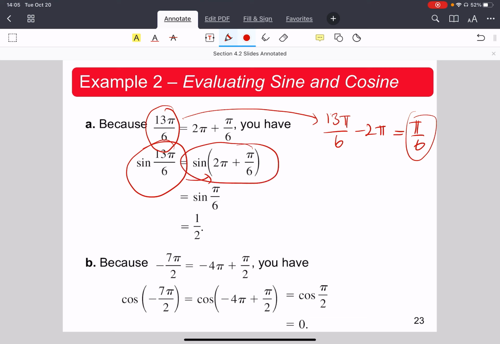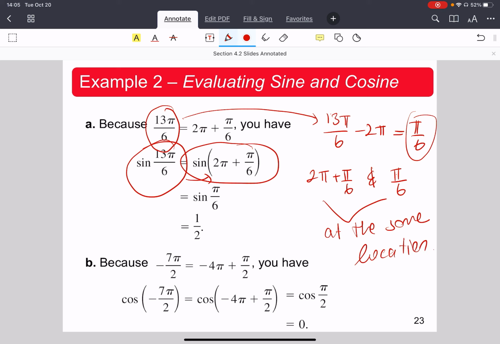Because we know that 2 pi plus pi over 6 and pi over 6 will end up at the same location, we don't have to worry about the value. All we worry about is we just compute for pi over 6 because it's easier for us. We know what sine of pi over 6 is. We can use the unit circle to determine that, and then we can say, well, sine of pi over 6 must be 1 over 2.